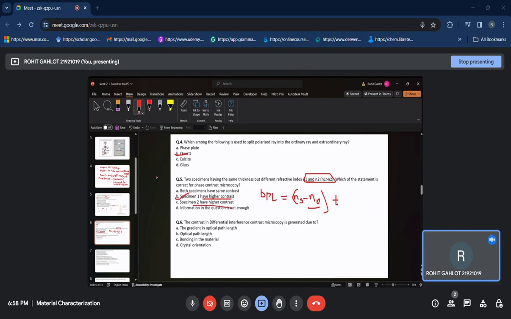Moving to the sixth, the contrast in differential interference contrast microscopy is generated due to A, the gradient in optical path length, B, optical path length, C, the bonding in the material, and D, the crystal orientation. So the correct answer will be the gradient in the optical path length, okay, and the contrast in DIC is generated due to the gradient in the optical path length.